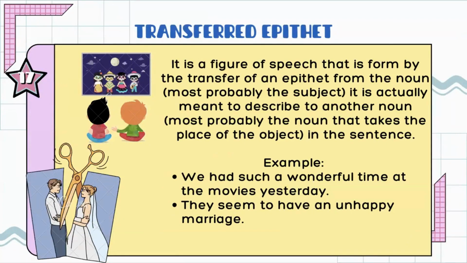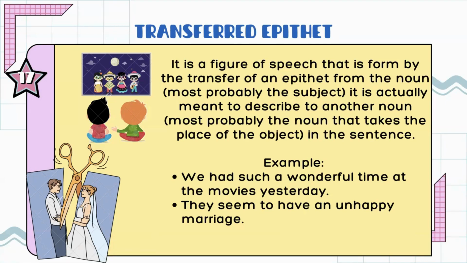Transferred epithet. It is a figure of speech that is formed by the transfer of an epithet from the noun, that is most probably the subject. It is actually meant to describe another noun, that is most probably the noun that takes the place of the object in the sentence. So transferred epithet, here epithet means an adjective or a phrase that describes a noun to modify another noun in the sentence. Let's see the example for better understanding.